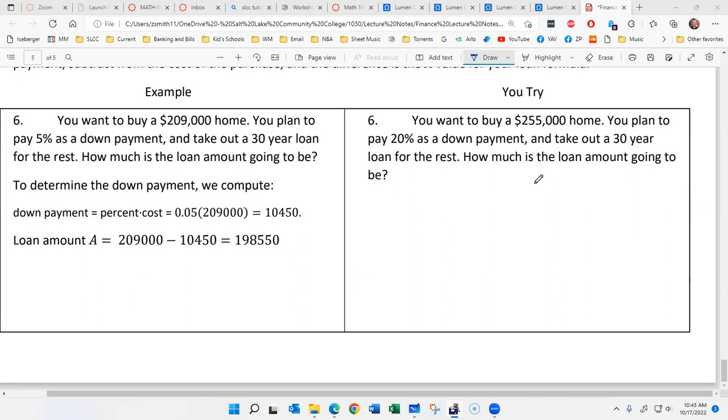Okay, well, let's work this out. So we want to pay a 20% down payment. So we can find the down payment.